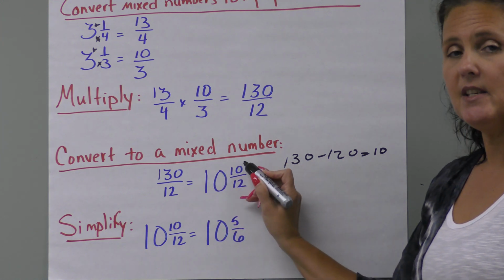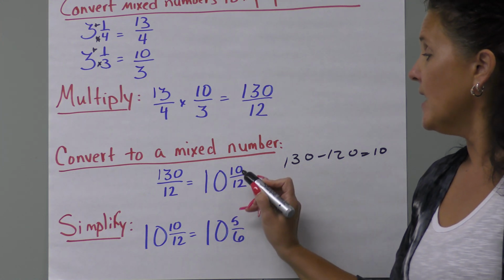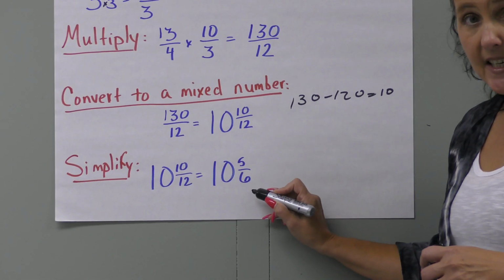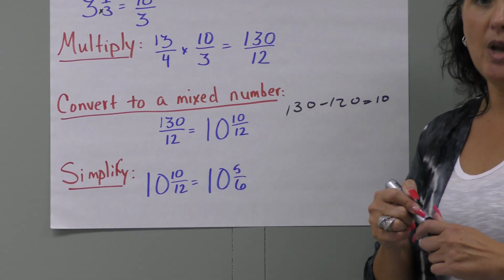Can we reduce this? That would be our last step. Yes, we can reduce 10 and 10 twelfths to 10 and 5 sixths. That would be our final number.